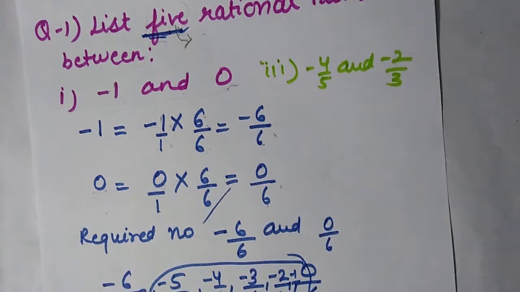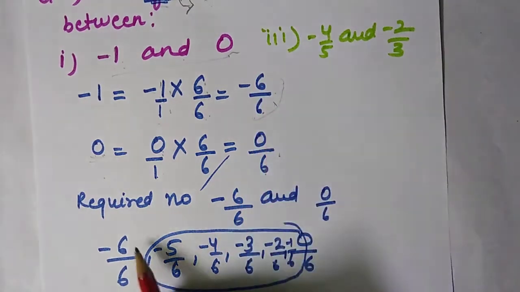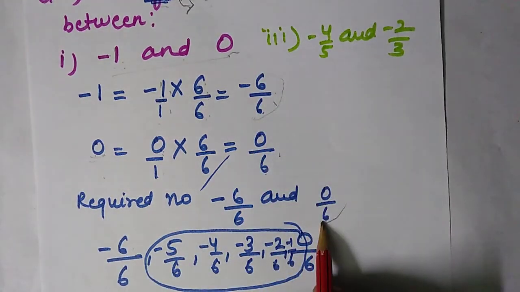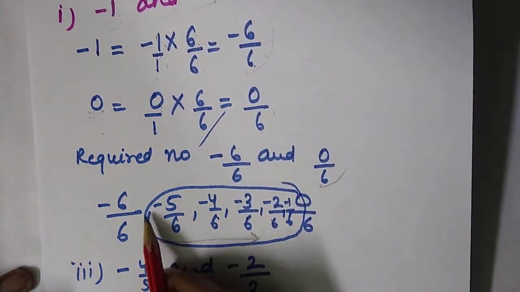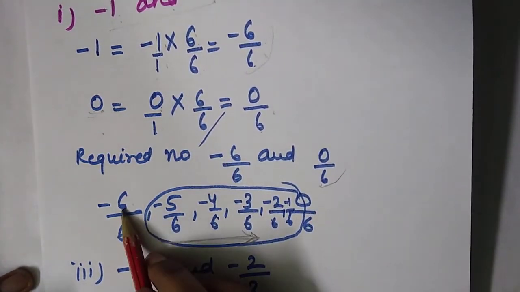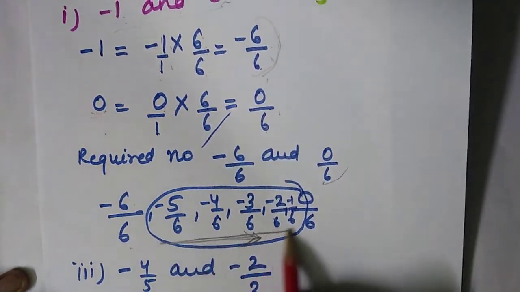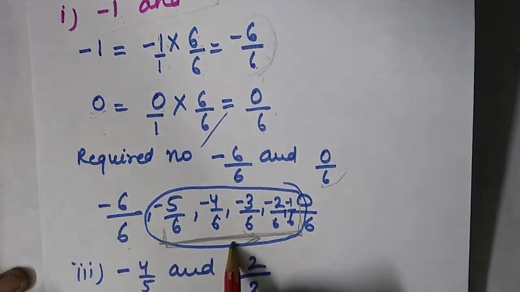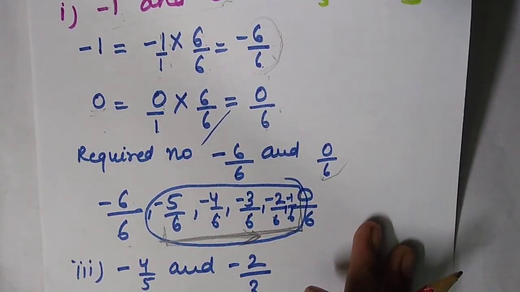Okay, so for that I have to write the sequence. I will start with minus 6 by 6 and I have to reach 0 by 6. For that I have to go in increasing order. So this is minus 6 by 6. This is given and we have to write 5 in between. So these are the 5. Okay, I have just completed the sequence. So this way you have to find the rational numbers.